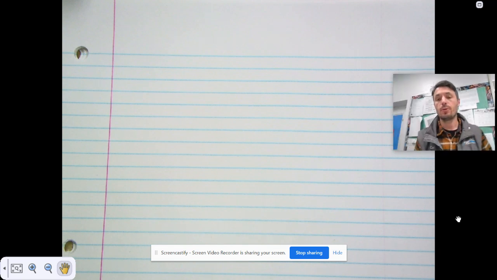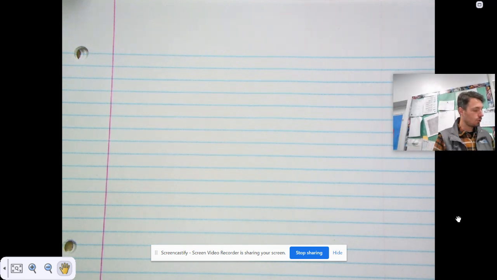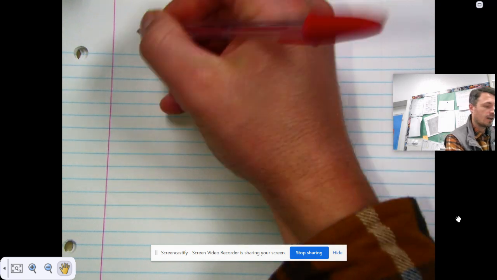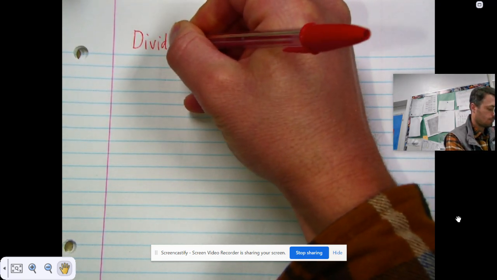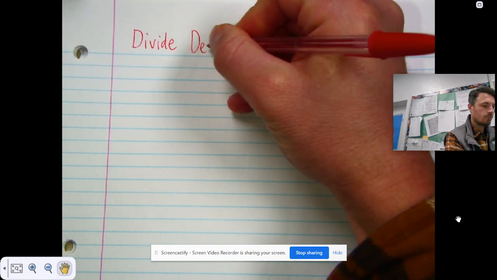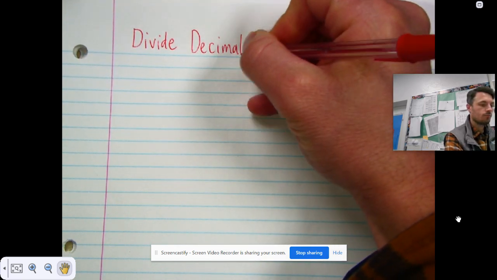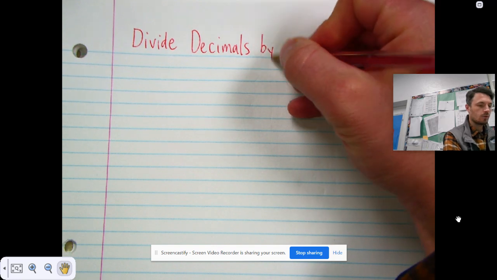Go ahead and open up your math notebook to your next available page. And at the top of that page, write the title of today's lesson, which is Divide Decimals by Whole Numbers.